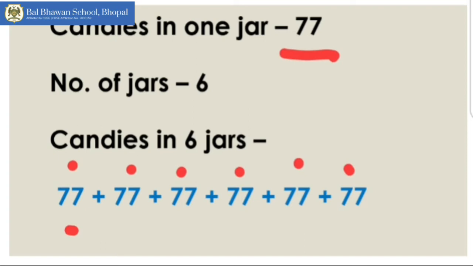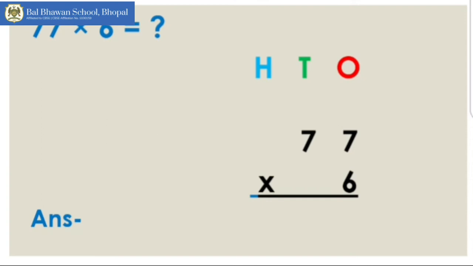It is a little bit difficult to add 77 6 times. So instead of adding 77 6 times, children, we can multiply 77 by 6. It is an easier method. We will multiply this 77, that is the number of candies in one jar, by the number of jars. Now 77 multiplied by 6.